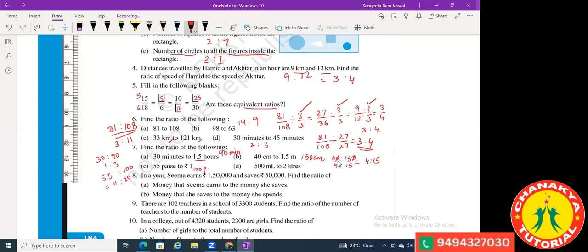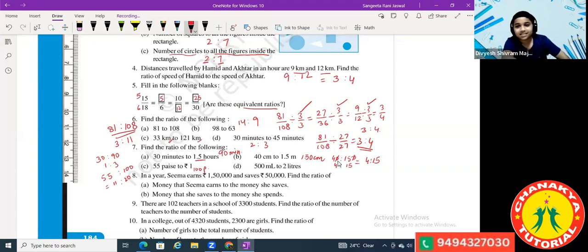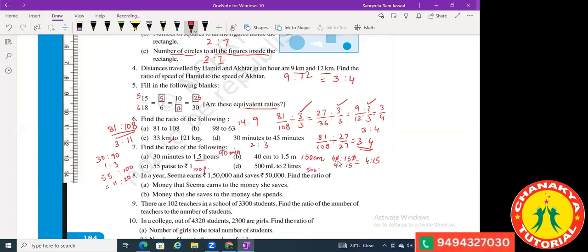The next one is 500 milliliters to 2 liters. Again, do the same way. Convert the higher unit: 2000 milliliters. So that's 500 is to 2000 milliliters. Now bring it to the lowest form. 5 is to 20, which is equal to 1 is to 4. Yes, ma'am, it will become 1 is to 4.